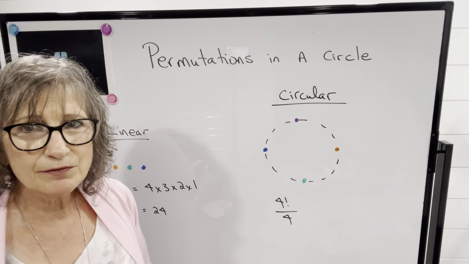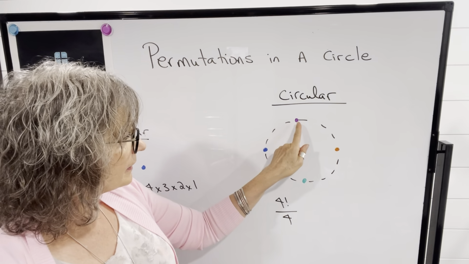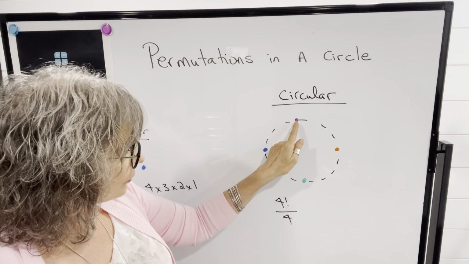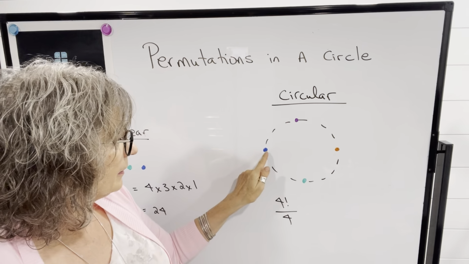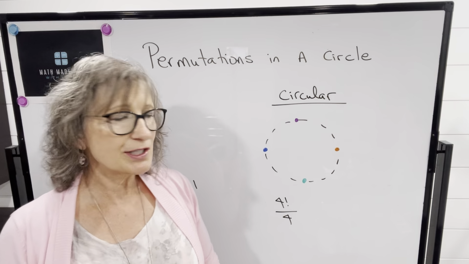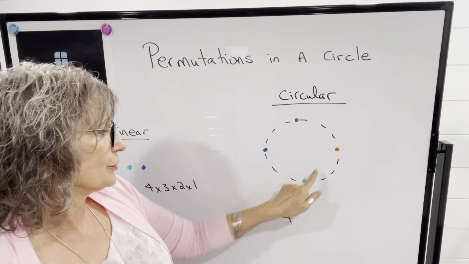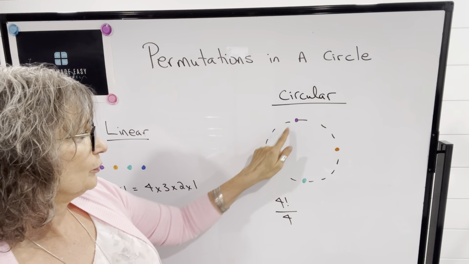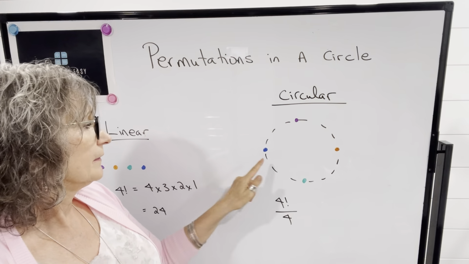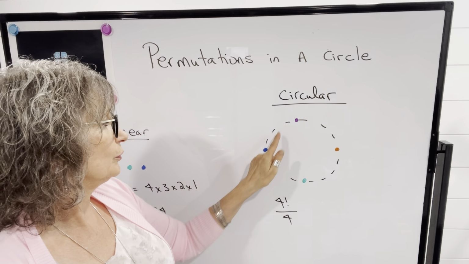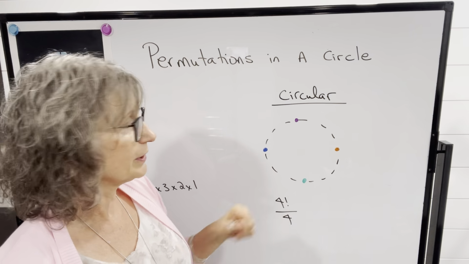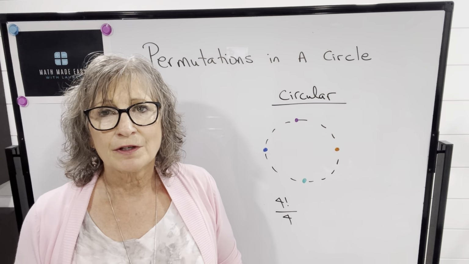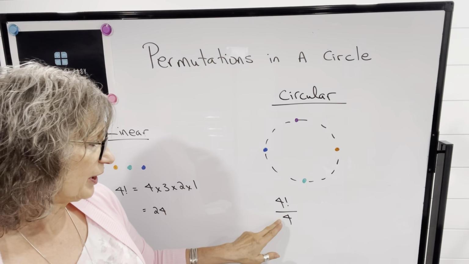The reason that we're dividing by 4 is if you take a look at this arrangement that's currently shown, purple, orange, green, blue, that formation is actually the same as orange, green, blue, purple, and that's the same as green, blue, purple, orange, and that's also the same as blue, purple, orange, and green. It's just shown from a different perspective. So that's the reason that we always divide by 4.